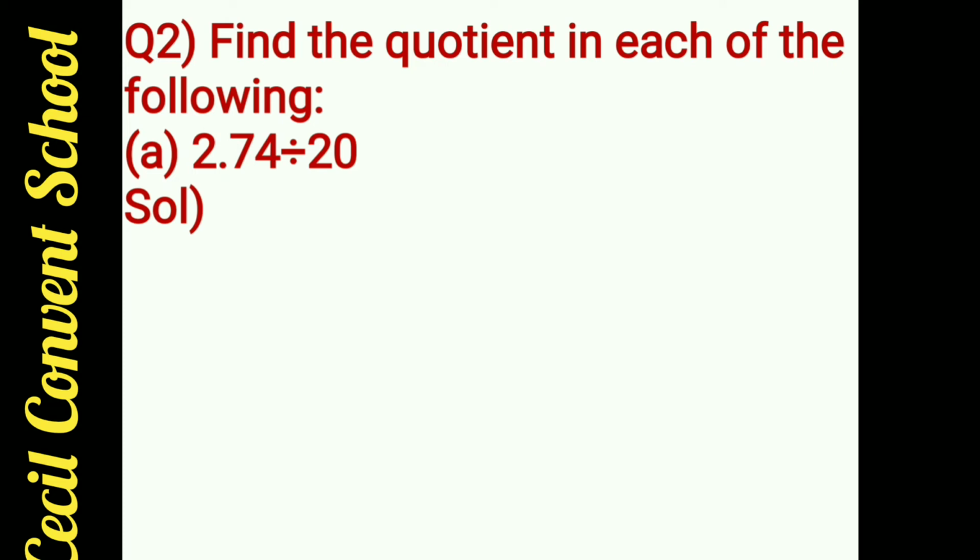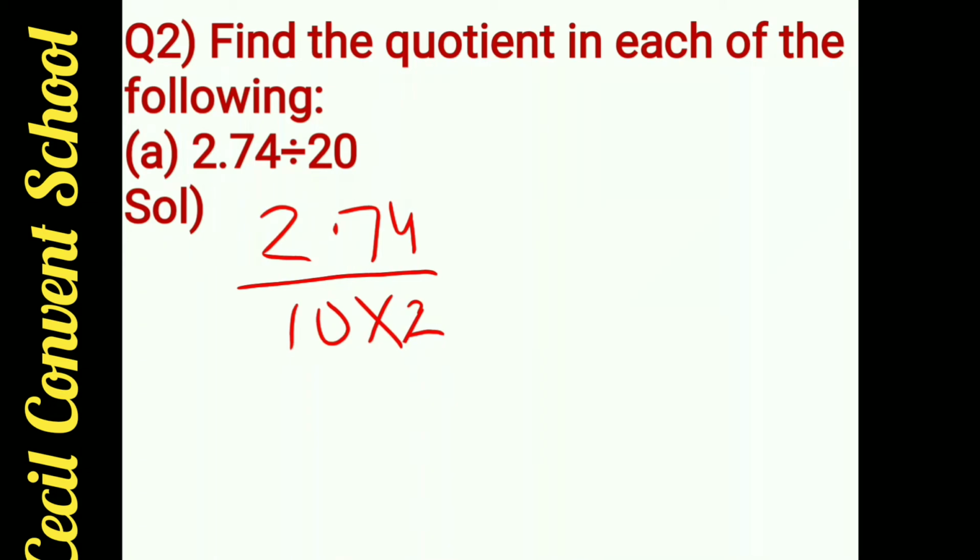In next question, find the quotient in each of the following. Means 2.74 you have to divide by 20. How you divide? Firstly, you split 20 into 2 parts. Means 2.74 you have to write like this manner, 10 into 2. Clear? Now there is 1 0, means 2.74 you have to divide.